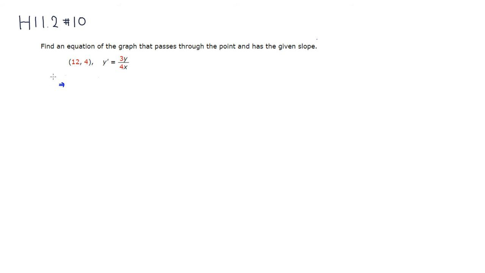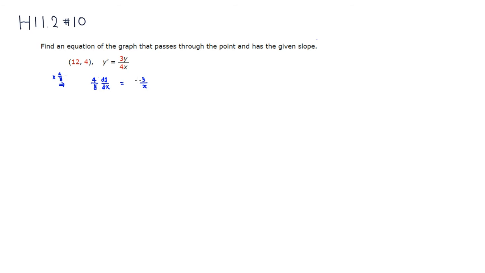It seems like this is a separable equation. I'm going to divide through by y over 4, or actually, let's write it in terms of multiplication. I'm going to multiply both sides by 4 over y. So then you get 4 over y times y prime, which is dy over dx, is equal to, so the 4's cancel out, the y's cancel out, and you get 3 over x.